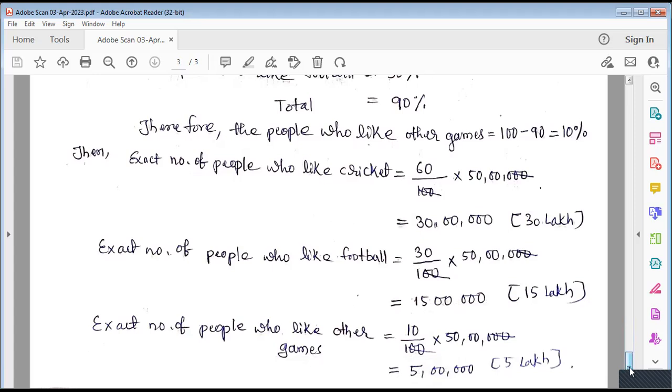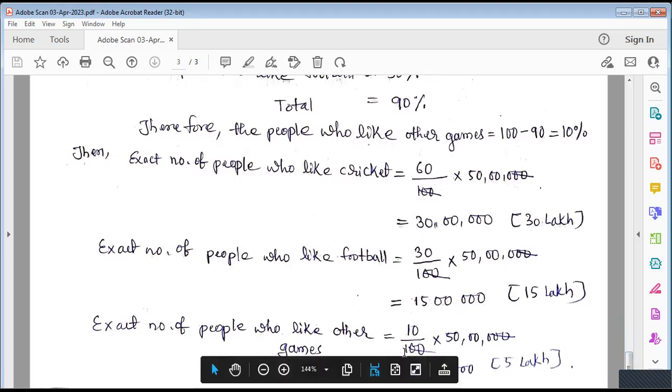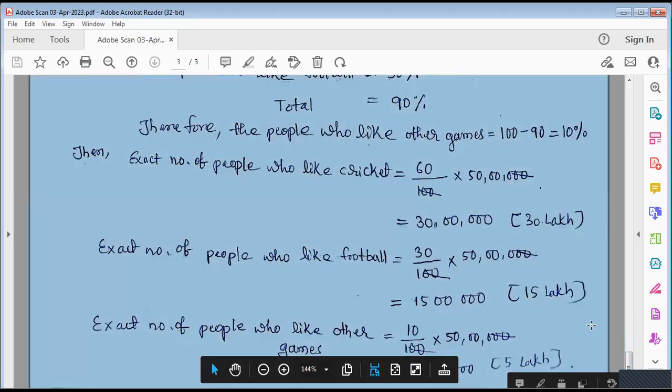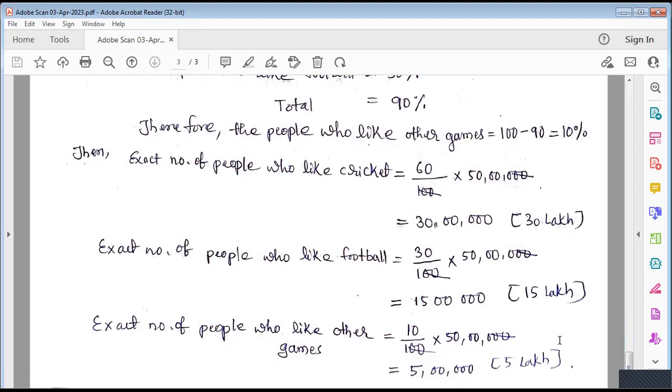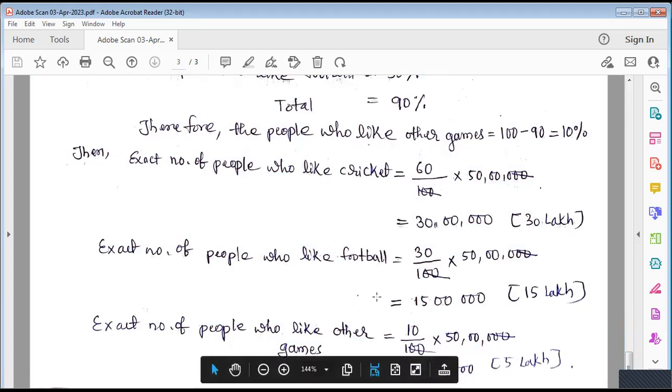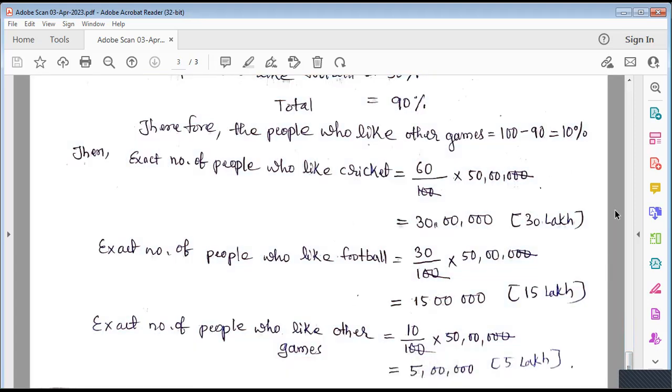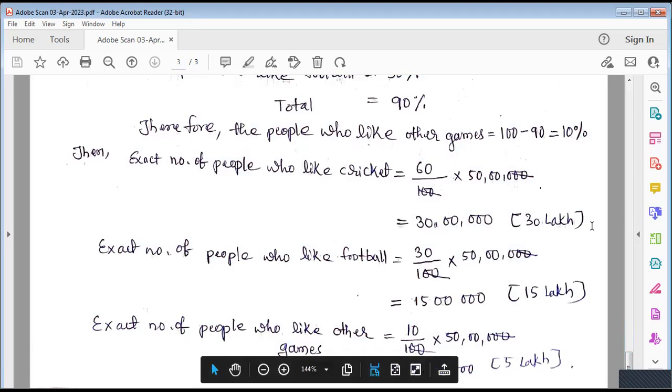Lastly, we will see the total number of people who like the other games. So 10% of the people of that city like the other games. So this 10% you write in this way, 10 by 100 into 50 lakh.